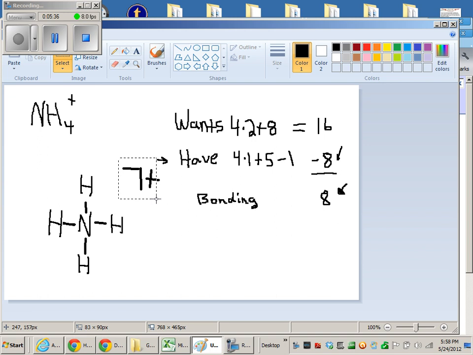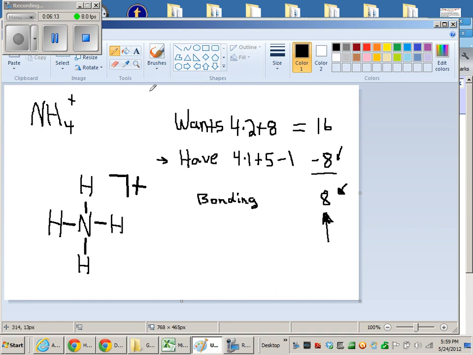I'm just moving this stuff to make it a little nicer looking. So we have 1, 2, 3, 4 bonds. That's 8 bonding electrons, which is what we said we'd have. There are also only 8 valence electrons depicted. So this is the right formula. Nitrogen has 8 electrons surrounding it, which means it has a complete octet. Each hydrogen has 2 electrons surrounding it, so it has a complete duet. So this is how you would draw the Lewis structure for ammonium.